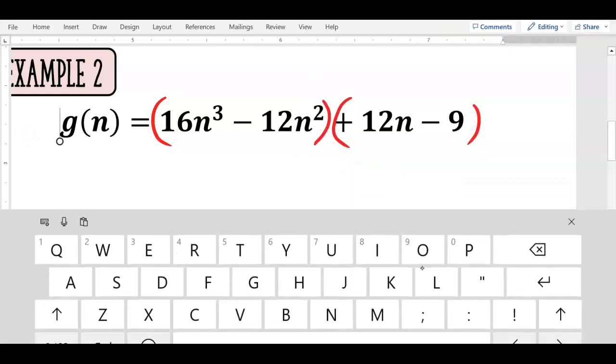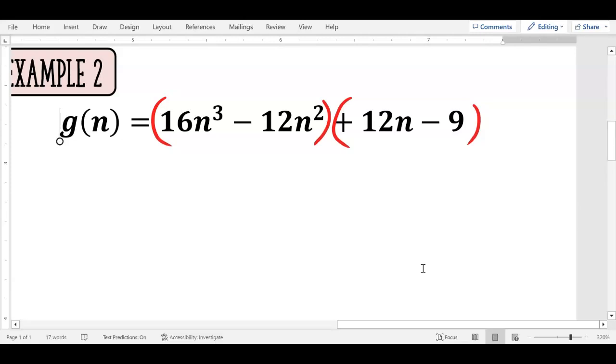Another way to think about it is when you're thinking of 16 and 12, someone said 6, I think. 6 does not go into 16. If you thought 8, 8 does not go into 12. 4 goes into both, right? So 4.